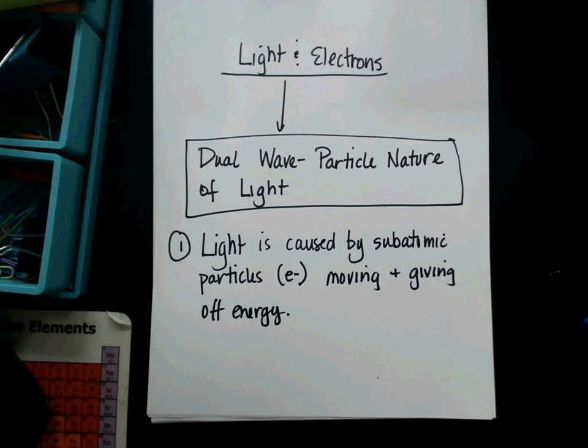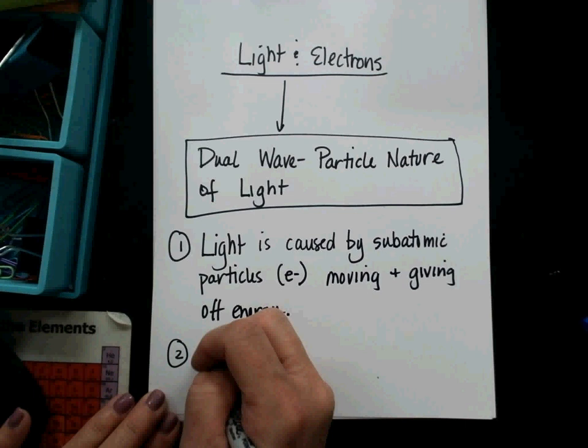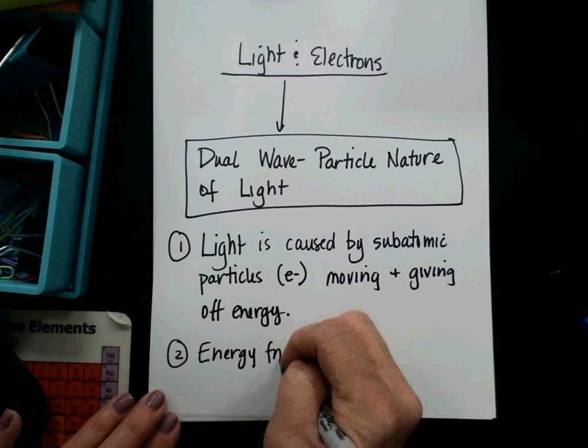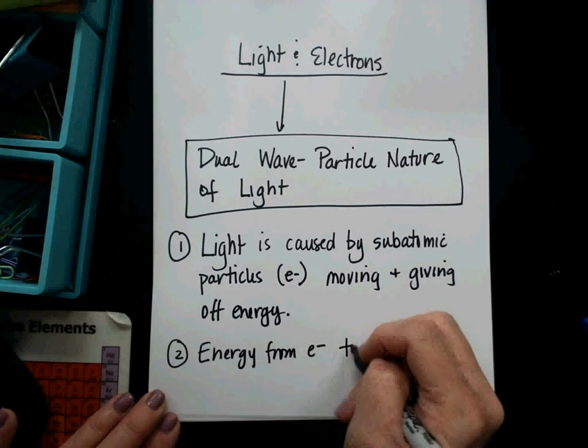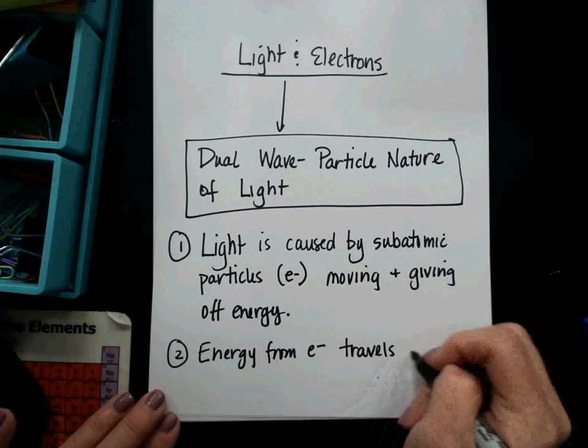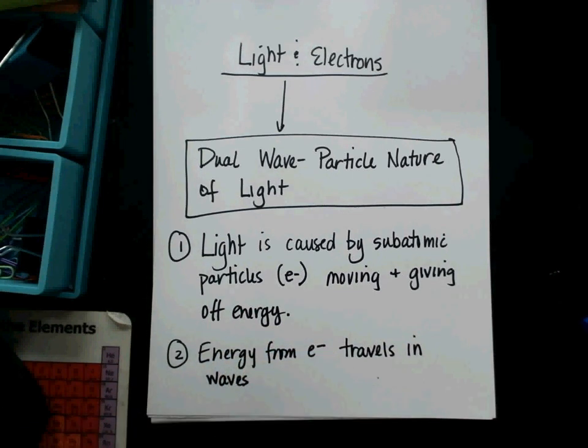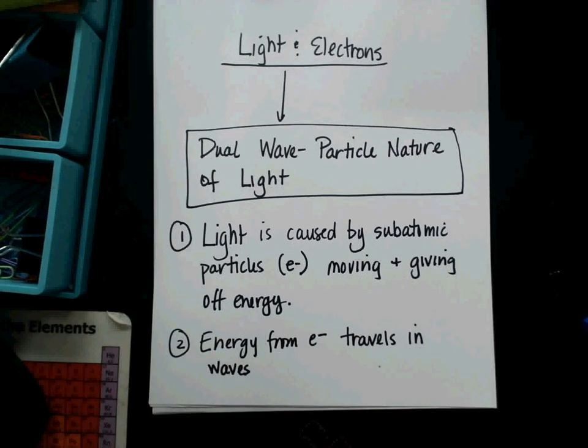Thank you. All right, so light is caused by subatomic particles. We already said it's the electrons moving and giving off energy. That's where the particle portion comes from. The wave portion comes from the fact that energy from the electrons travels in waves. So light is caused by electrons giving off energy that travels in waves. That puts it all together.